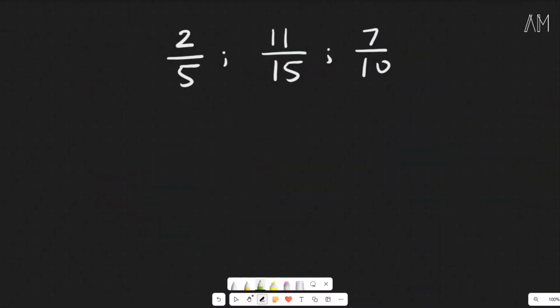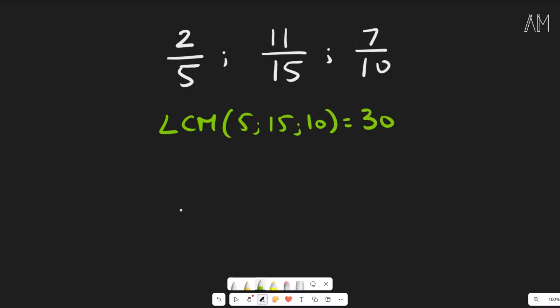Let's take another example. In this case, using the LCD, which is the LCM of all the denominators, and in this case it's equal to 30, I will turn all the fractions into something over 30.